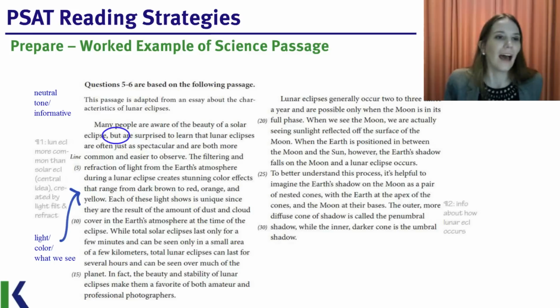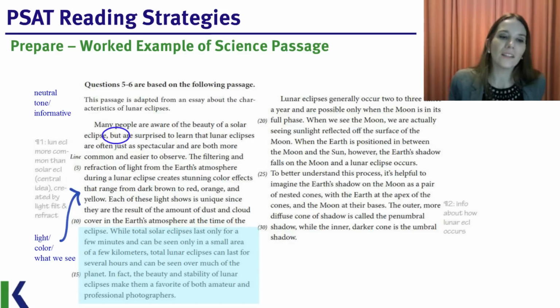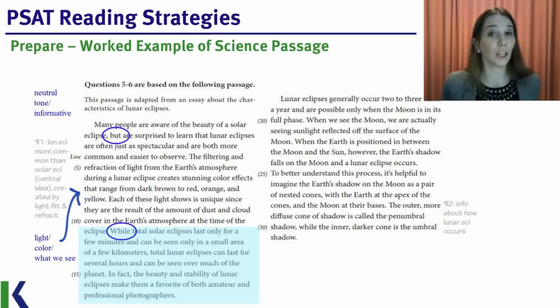Okay. Now let's take a look at our last couple of lines here. We've got a couple other big keywords coming in. We have while. So brain says, look for the contrast. While solar eclipses are only a few minutes, lunar eclipses can last for several hours. Okay, another difference between the two. And now we have another keyword. In fact, the beauty of them makes them a favorite.